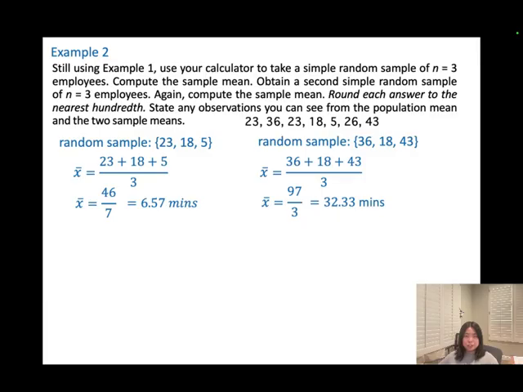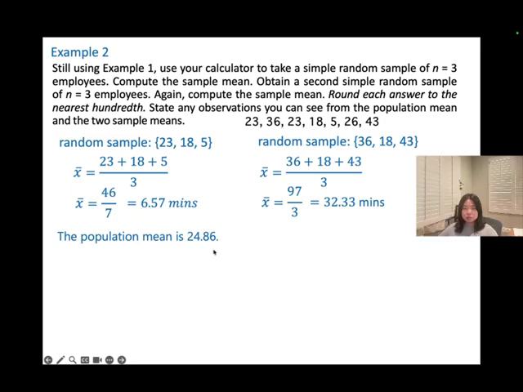Okay, now I want you guys to try to compare the sample mean 1 and the sample mean 2 with the population mean. For the population mean, we got it from the previous example. We got 24.86. However, the sample mean 1, we only got 6.57, which is significantly lower. But for the sample mean 2, we got 32.33. That would be a little bit higher than the population mean.